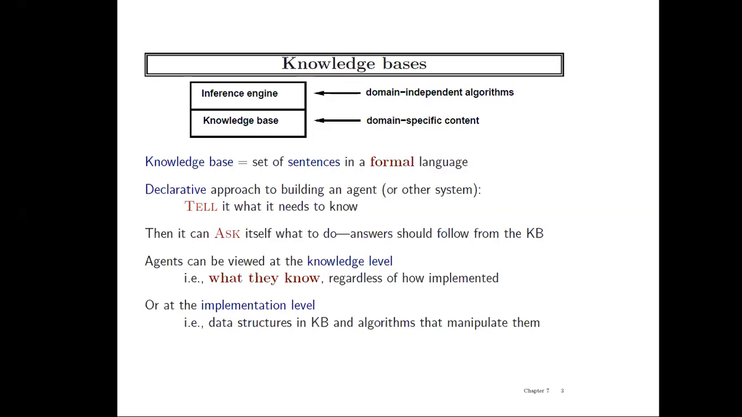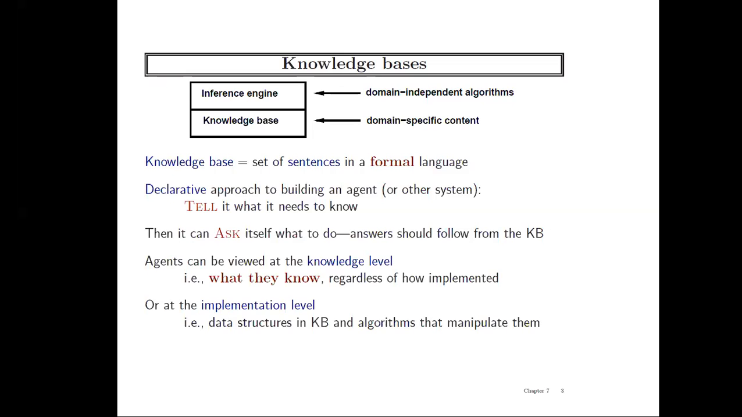So that is why we have two components: the inference engine and the knowledge base. A declarative approach to building an agent. There are two ways we can do it, the declarative approach and the procedural approach. Here, whenever we are constructing this knowledge base, we are talking about the declarative approach. There is no procedural approach.